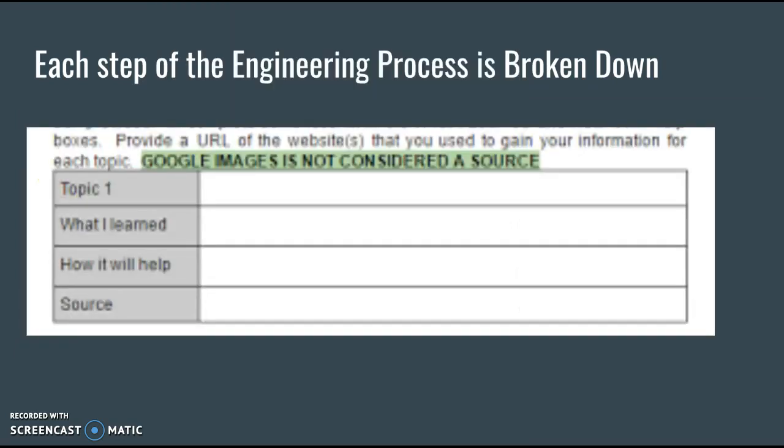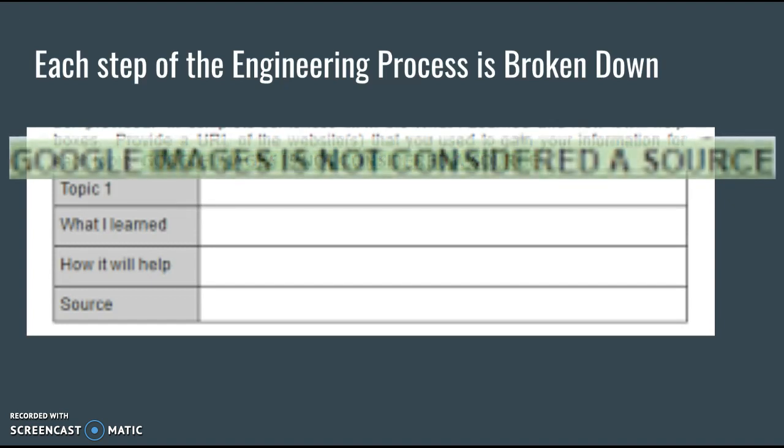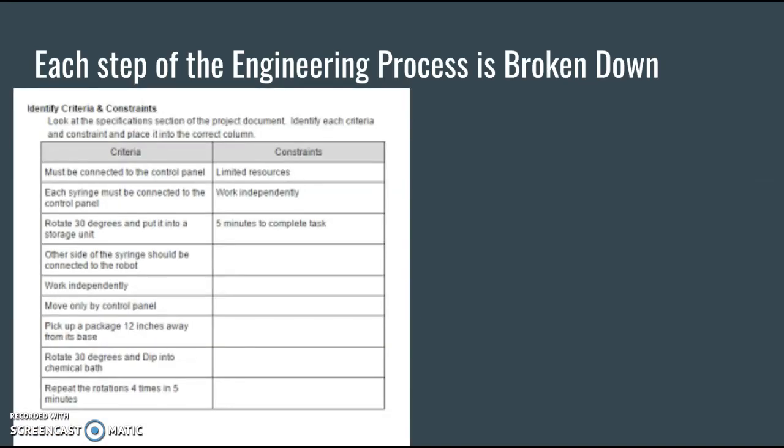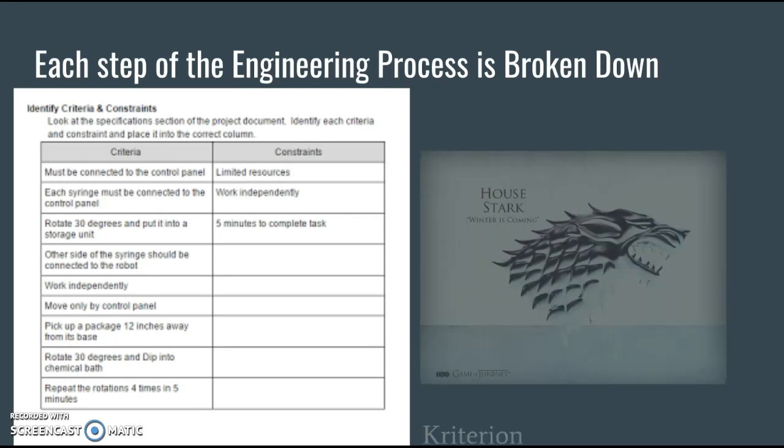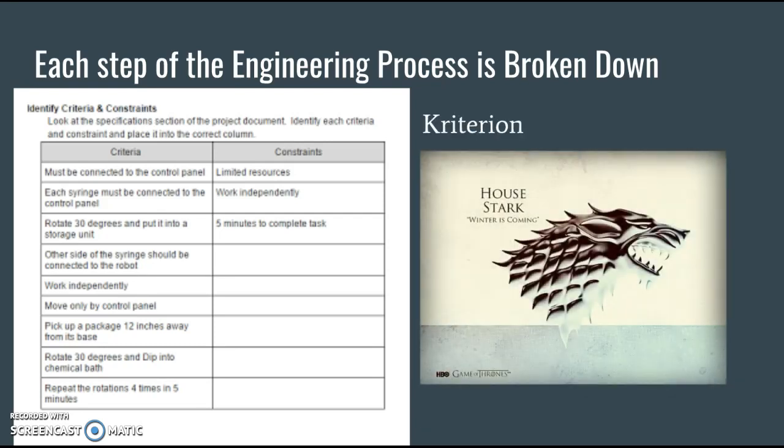Then it is time for them to actually try to research things, because one of the big things that we like to try to teach the students is you have a wealth of information out there. Use it. The one thing that we always like to point out, though, is that Google Images is not considered a source. Once they have actually done some research, it is time for them to look at the criteria and constraints. What are those guidelines? What are the limitations for the design brief that we have given them? This goes back to criterion.